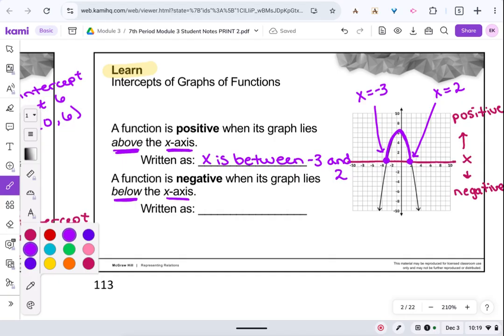Now there is going to be a fancier way to write this, but I like to write it in words first. The other way that we would see this is using some inequalities. So I'm just going to go ahead and write down what you would see math-wise.